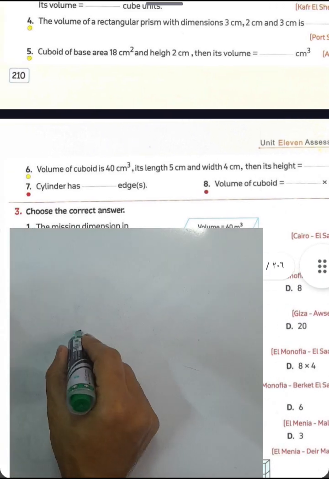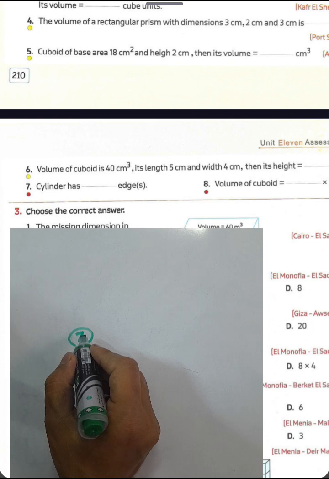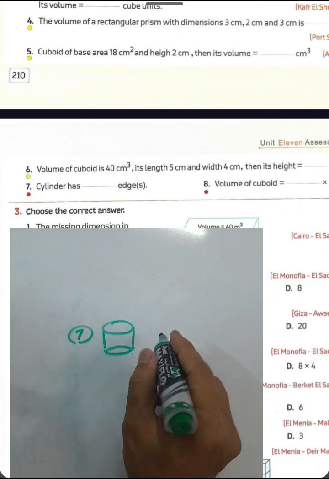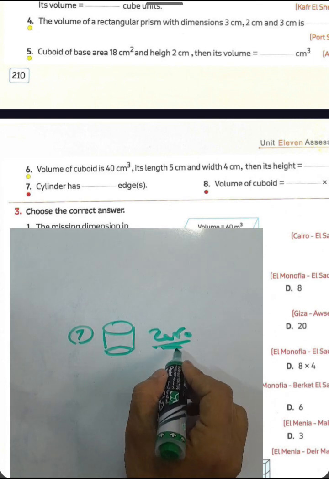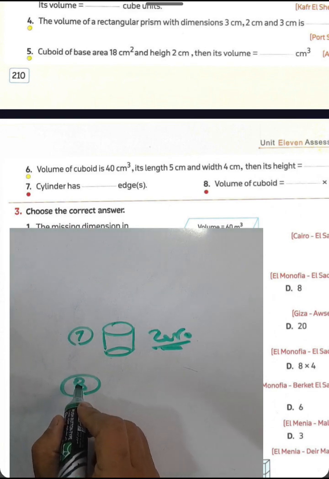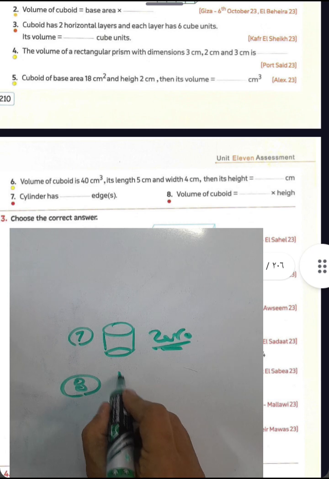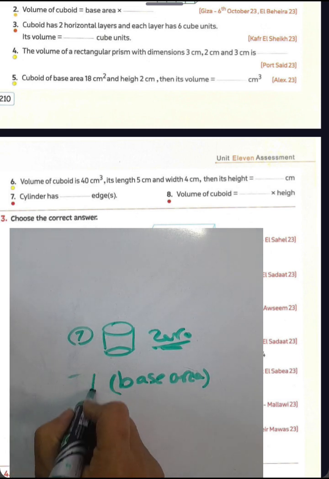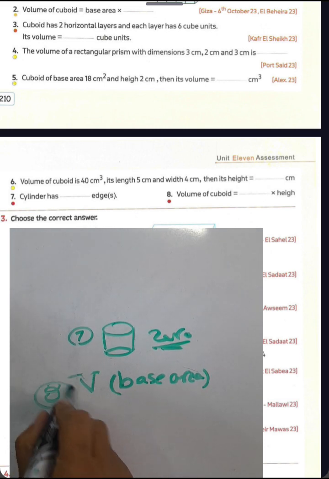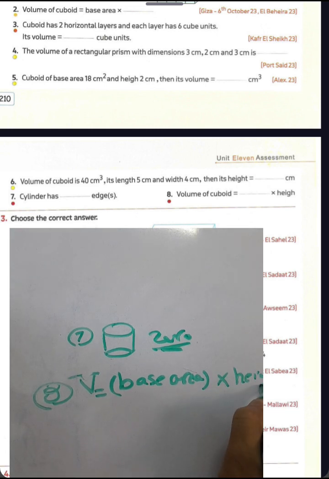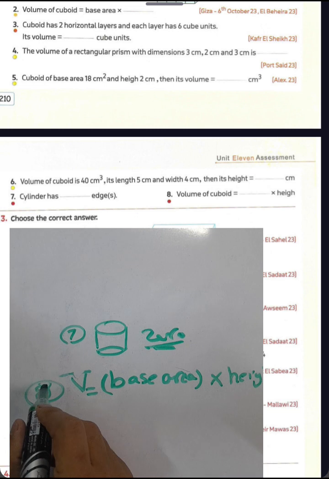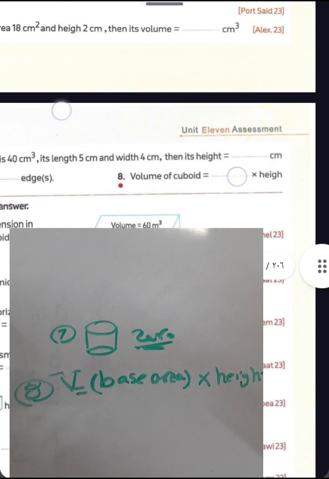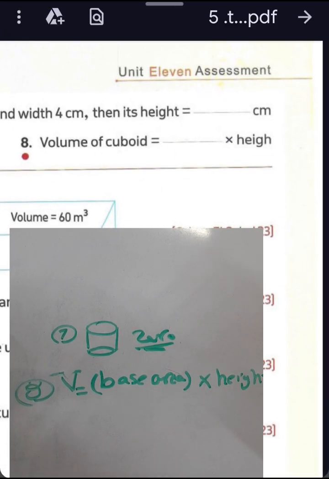Question 7. A cylinder has 0 edges. We don't have any edges here. Then a cylinder has 0 edges. Question 8. The volume of a cuboid equals base area times height, right? Base area times height. The volume equals base area times height. So the answer for question 8 is base area.